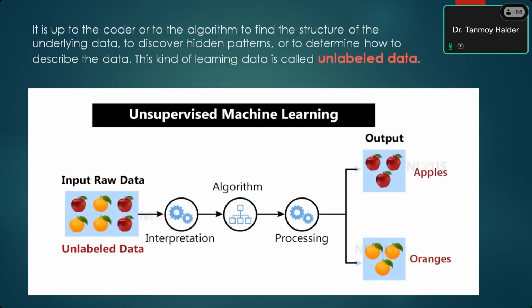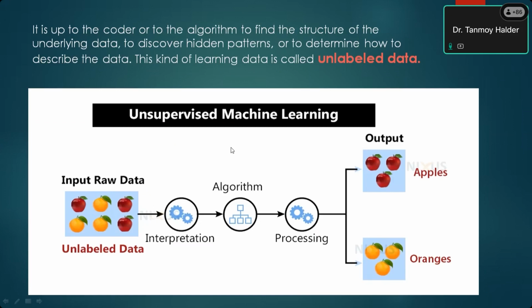If I go to the diagram, here we can see for unsupervised machine learning, this is the input raw data, unlabeled data. I have mentioned nowhere that these are the oranges and these are the apples. Now, what the machine is doing, it is understanding the structure, the properties. It is understanding what are the properties, and obviously there are some differences, and from those differences it is categorizing which are apple and which are oranges. So this is unsupervised learning.